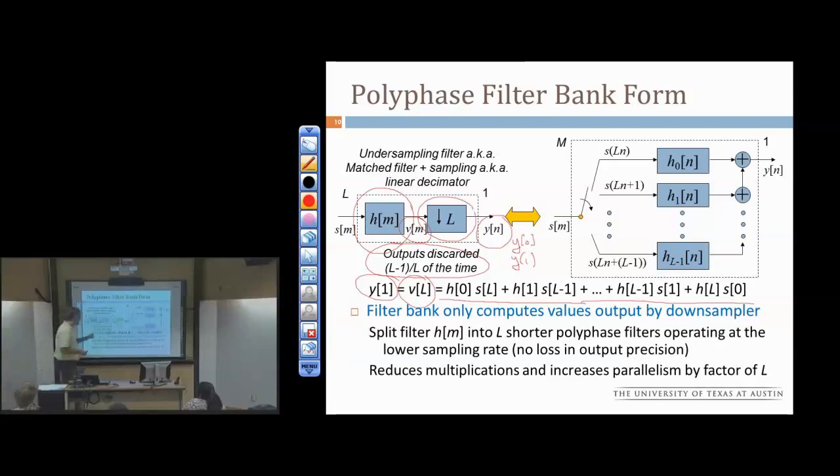So if I work backwards toward a block diagram, I have the input s come in, and I use what's called a distributor. So it's the dual of the commutator.